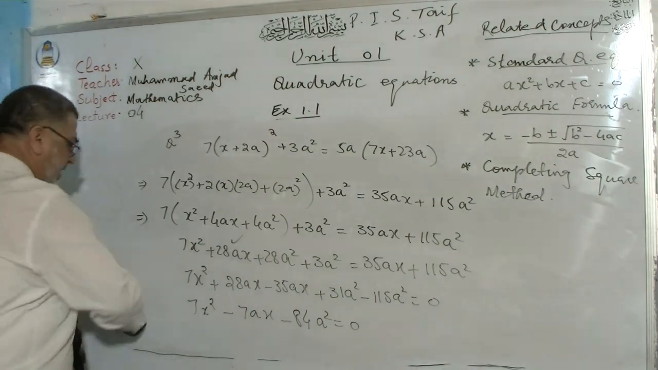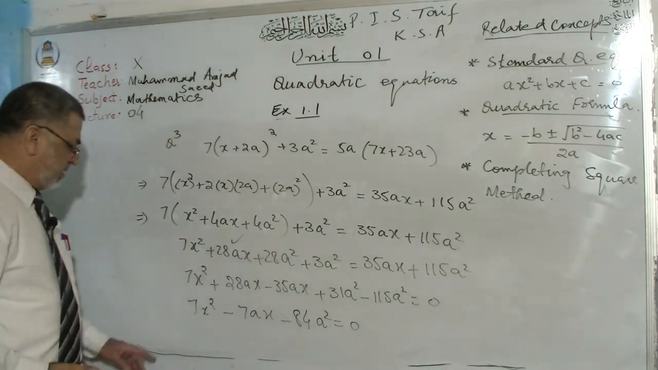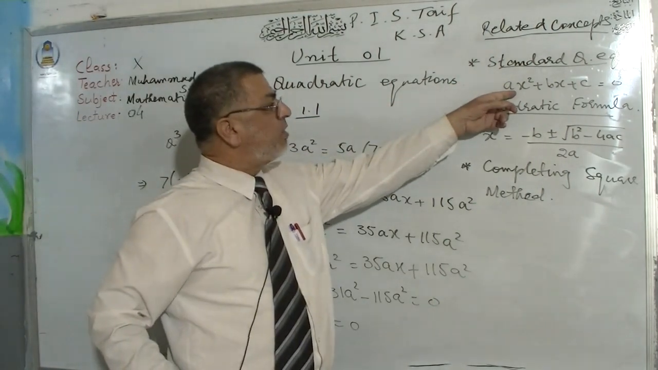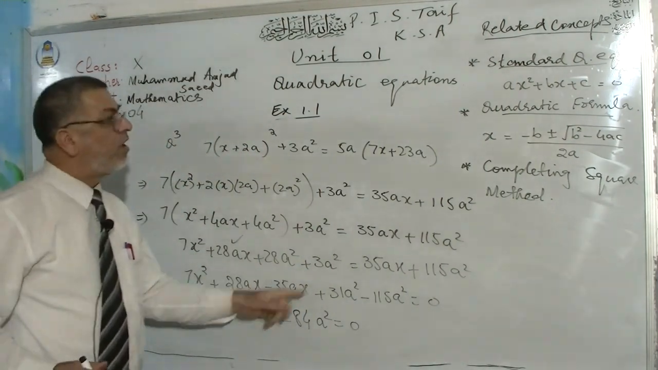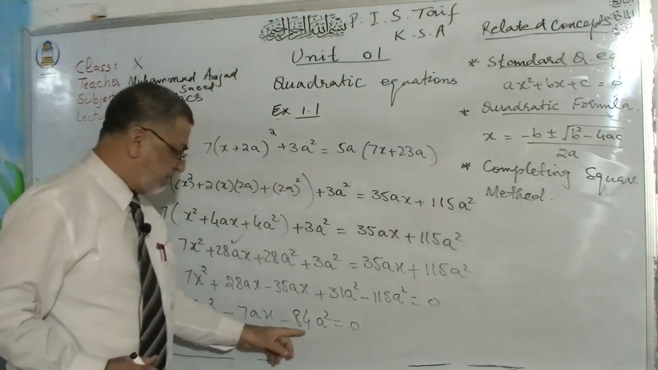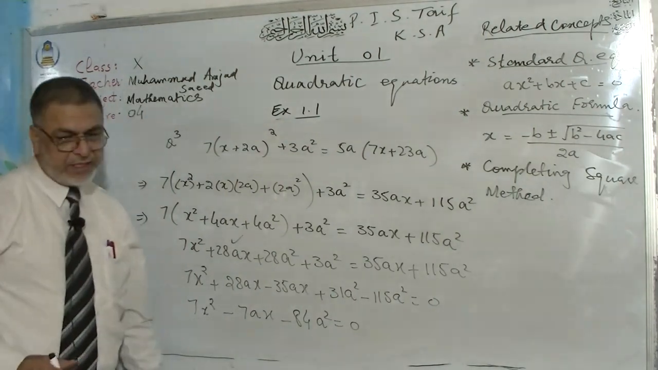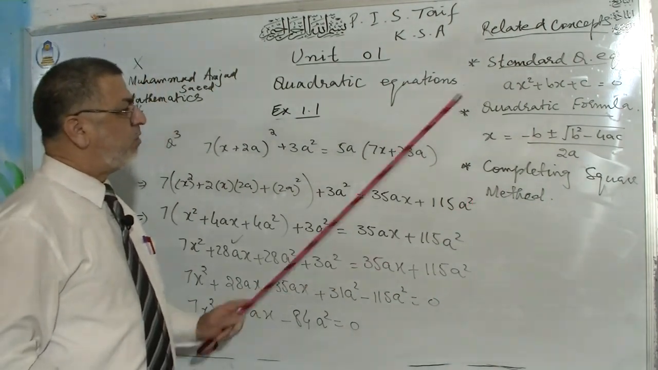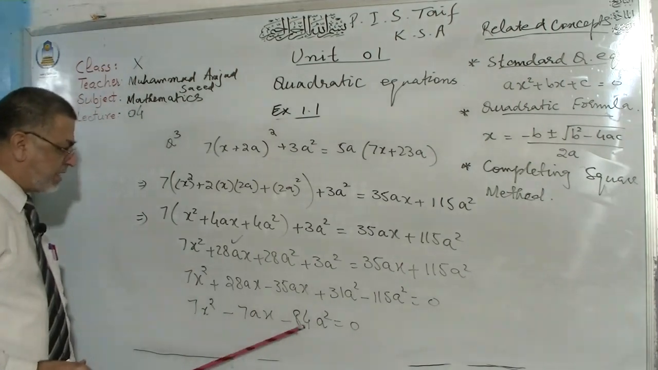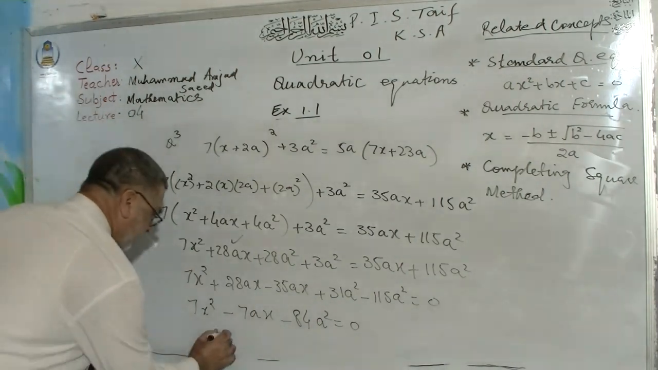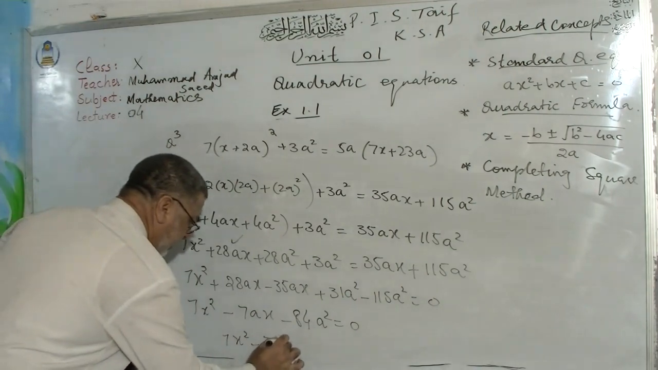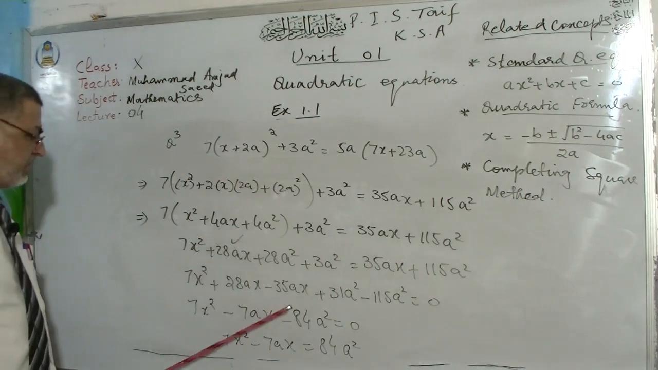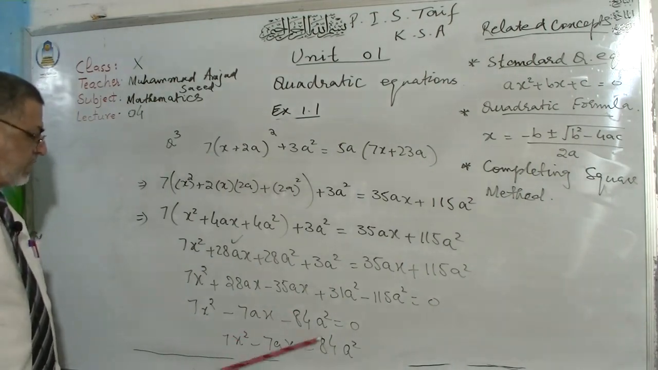Now dear students, you can check. This is the first term of the standard quadratic equation, the second term involves x and the third term is constant. Now I already told you yesterday that the completing square method involves the first step of shifting the constant to the right hand side. 7x square minus 7ax is equal to 84a square. First of all, we will shift this constant term to the right hand side.